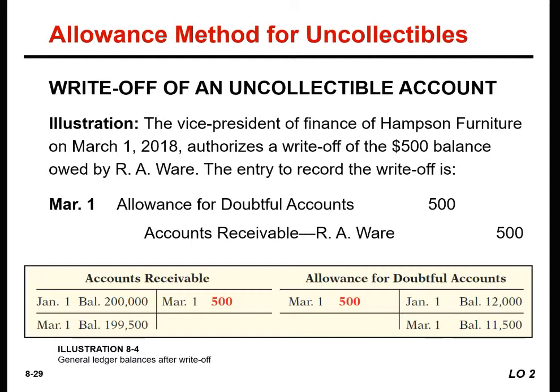when we are writing off uncollectible accounts, such as the write-off of the $500 balance owed by R.A. Ware, this needs to be authorized for internal control purposes by management personnel, and that should be done in writing. Under the allowance method, every bad debt write-off is debited to the allowance account and then credited to the appropriate accounts receivable account. The write-off will affect only the balance sheet. Cash realizable value in the balance sheet actually does remain the same.